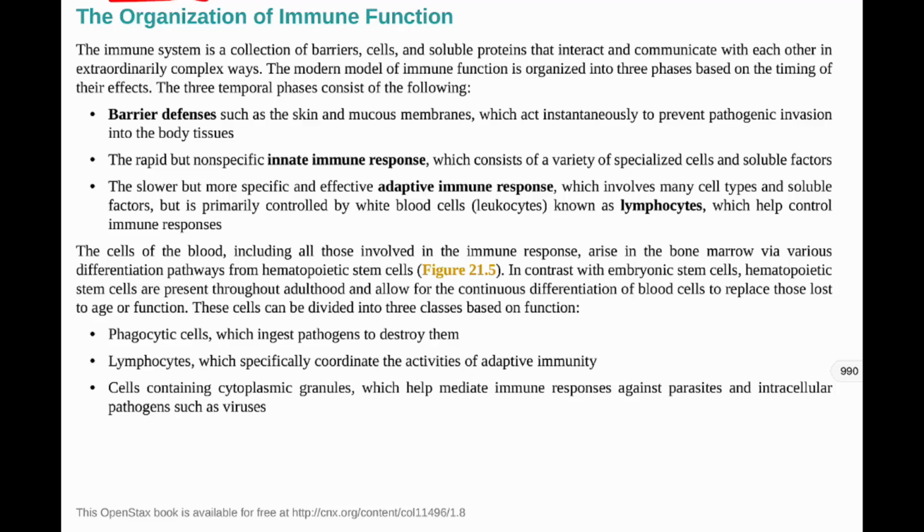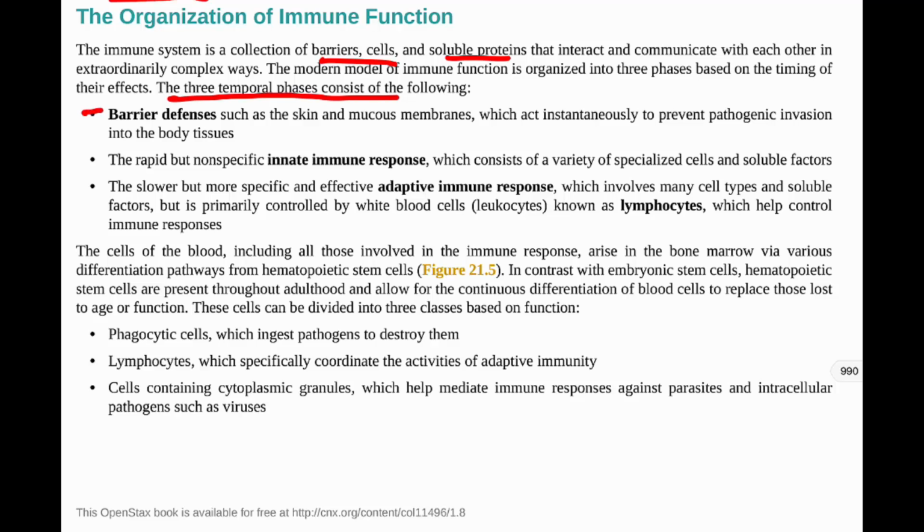So first of all, the immune system is a collection of barriers, cells, and soluble proteins that interact and communicate with each other. It's very complex, and it's basically to get things out of our body, right? Get things that shouldn't be in our body out of our body, whether by killing them or filtering them, getting rid of them, breaking them down. And we do that in three ways. So we have three temporal phases, three ways that we have an immune function, three ways we get rid of things that we don't want in our body.